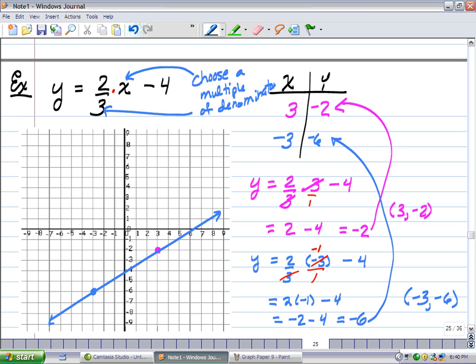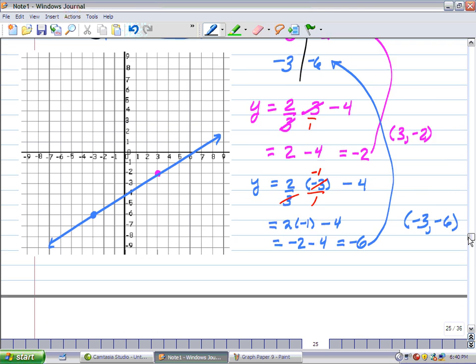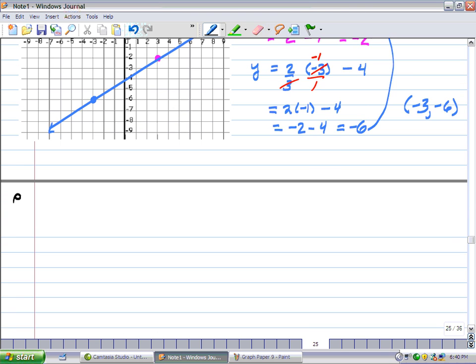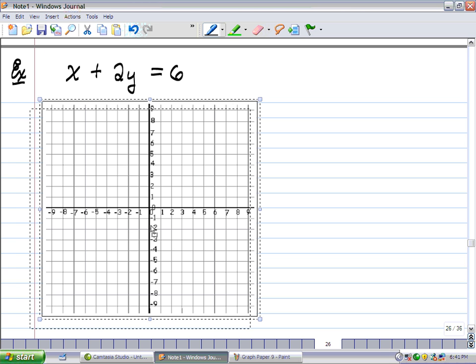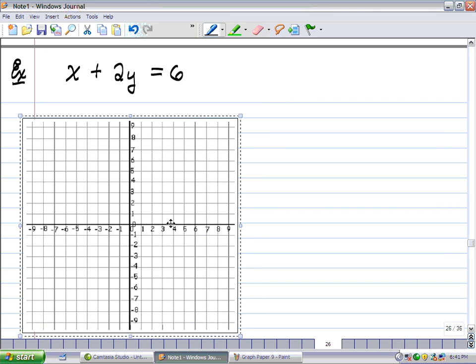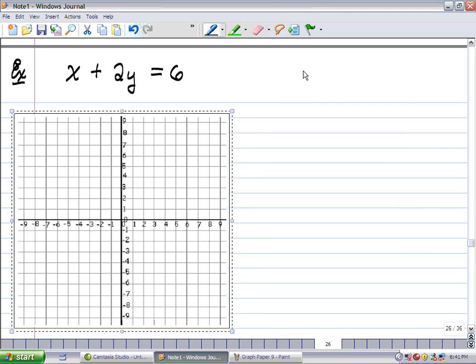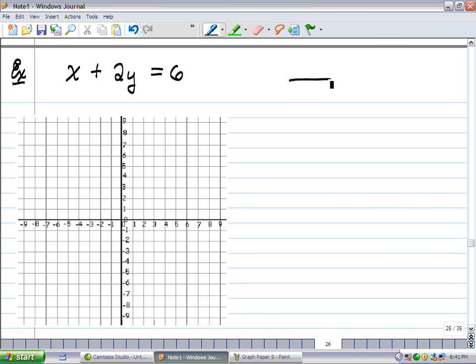Okay, I have one more to do. It's a little bit different because y is not solved for. In this case, the variables are both on the same side. So it's going to be a little harder to figure out what to guess or what to choose to put in my table. It's kind of a rule of thumb.